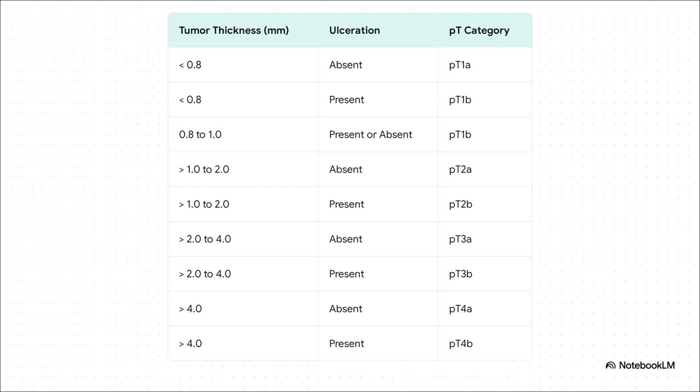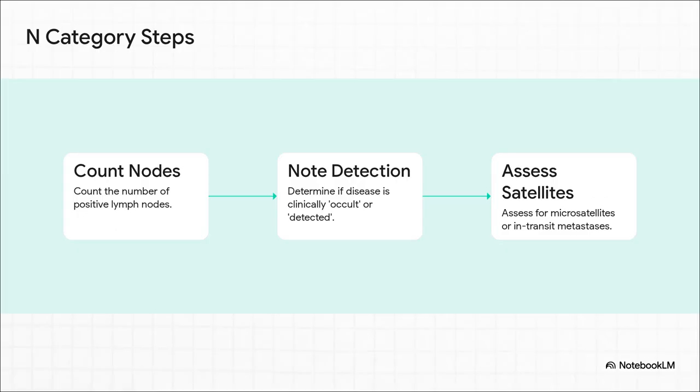It lays out the only two factors that really matter, basal thickness and ulceration. And your eyes should immediately go to that critical 0.8 millimeter threshold that now helps define T1 melanomas. You have to master the logic in this table. It's fundamental. The N category, I know it can seem complicated, but it really just boils down to answering three questions. First, how many nodes are positive?